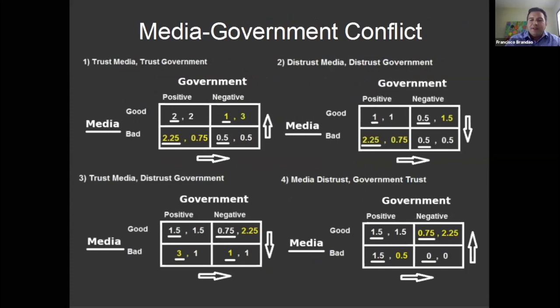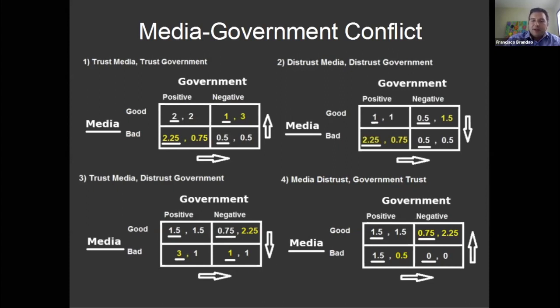So there will be very different news values and very different payoffs to media and government according to public trust in media and in government. However, there are different Nash equilibria in each scenario. In this slide, you find Nash equilibria when there's a pair of best replies in the same strategy. Best replies are colored in yellow, and media payoffs are underlined. Arrows point to dominant strategies.